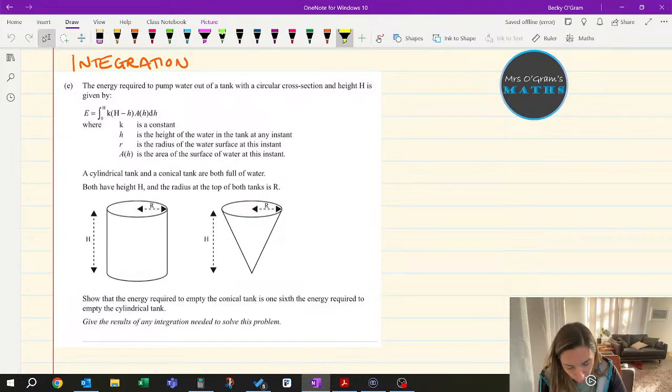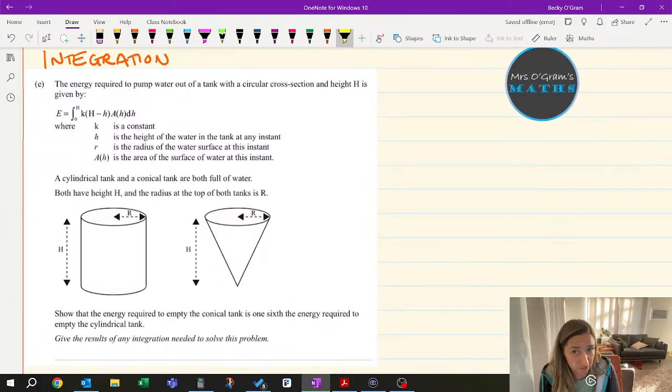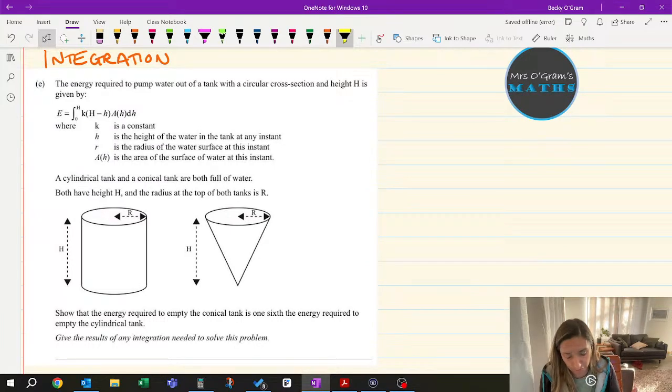So on this situation, we've got a particular equation that's given to us where we've got an integral of this thing that represents the energy required to pump the water out of the tank. Now, it's kind of irrelevant what it means. We just need to work with it and these shapes that we have. There's lots of things to do with cones and cylinders when it comes to calculating maximums and what have you. Like you just saw with the differentiation one, it came up on that paper too.